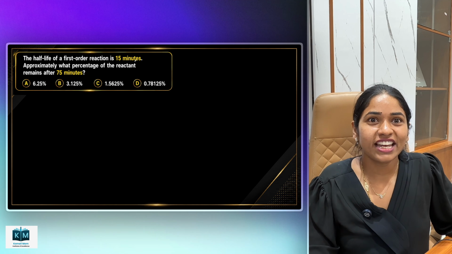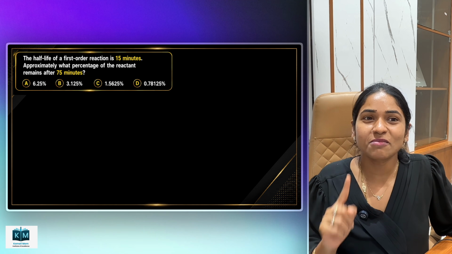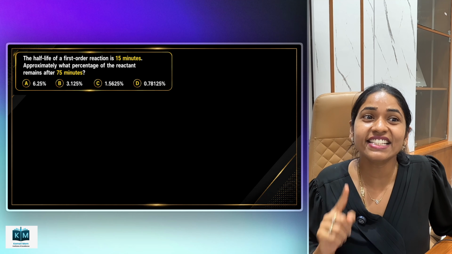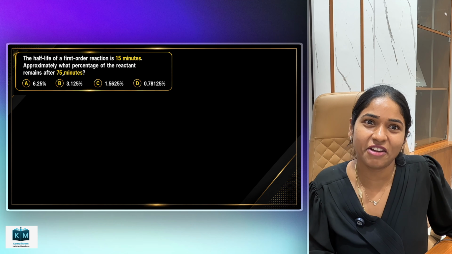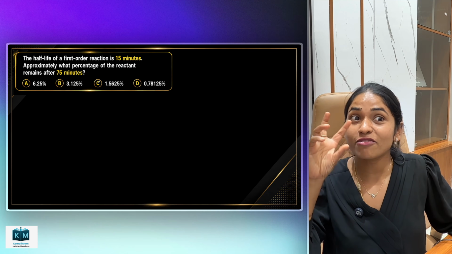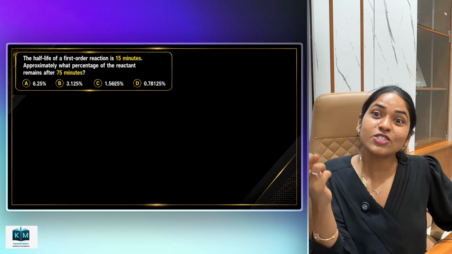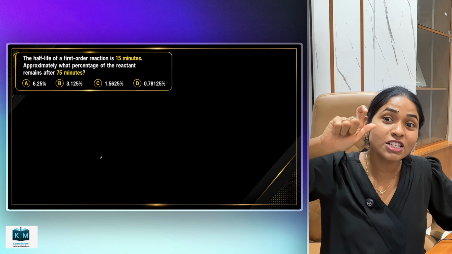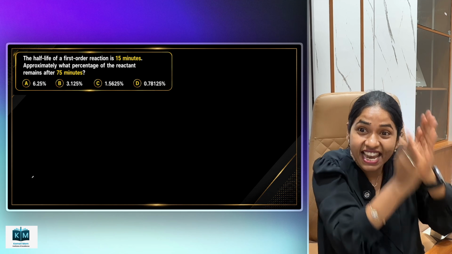Half-life of a first order reaction is 15 minutes. Approximately what percentage of reactants remains after 75 minutes? First calculate N. By using N you will come to know the number of half-lives. Then based on that you will find out how much amount of the substance is left.